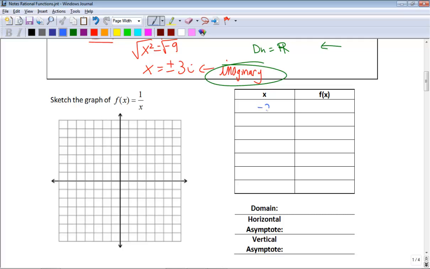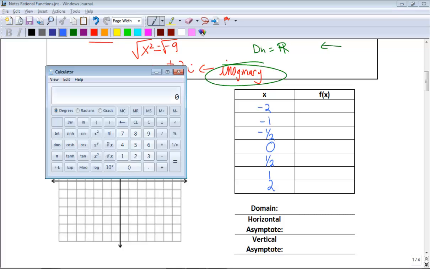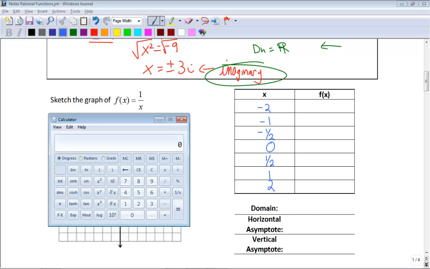I'm going to plug in negative 2, negative 1, negative 1 half, 0, positive 1 half, positive 1, and positive 2. Well, let's figure out what happens when I divide here. And just to save time, because you can use any calculator, and all you need is a little scientific one, I'm going to use the one from the computer here, and I'm going to do the division. So I have 1 over negative 2, and I really didn't need the calculator for this, but I say 2 and then negative, hit enter, and I get negative 0.5 or negative 1 half.